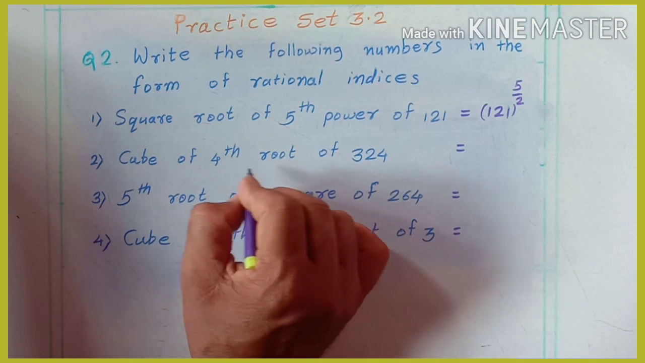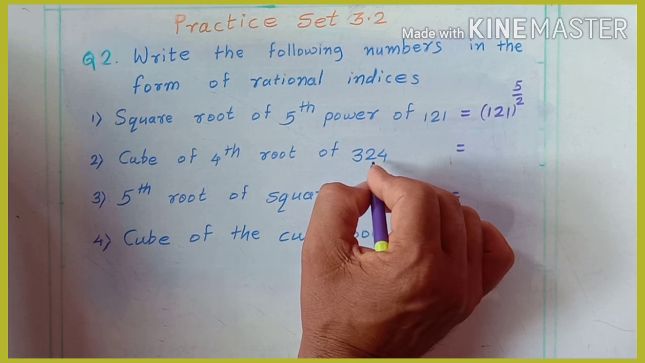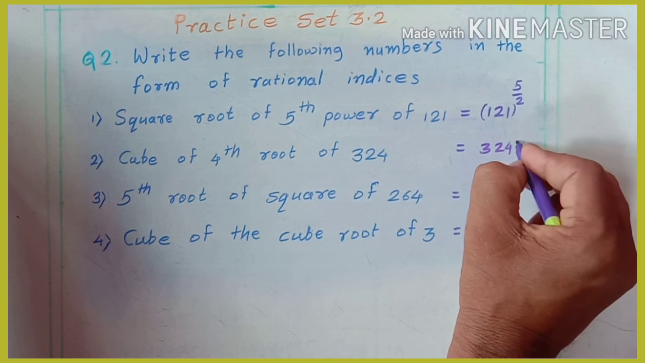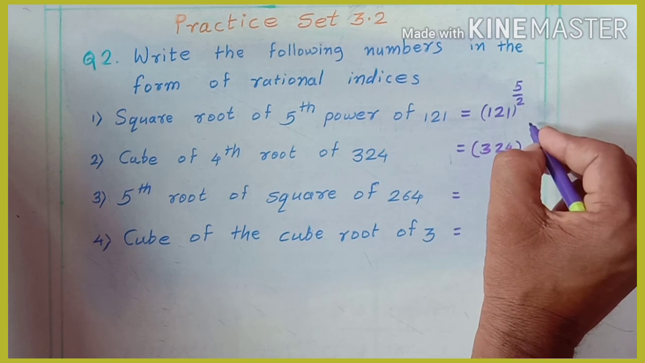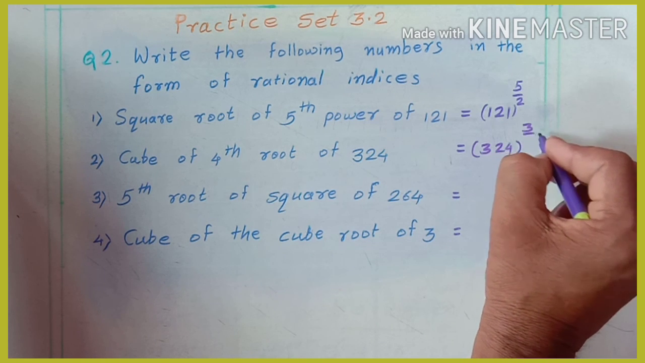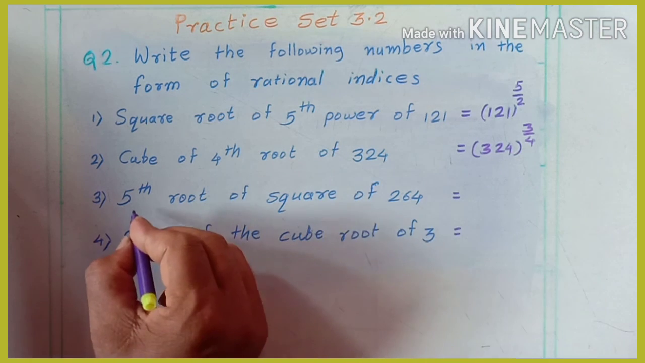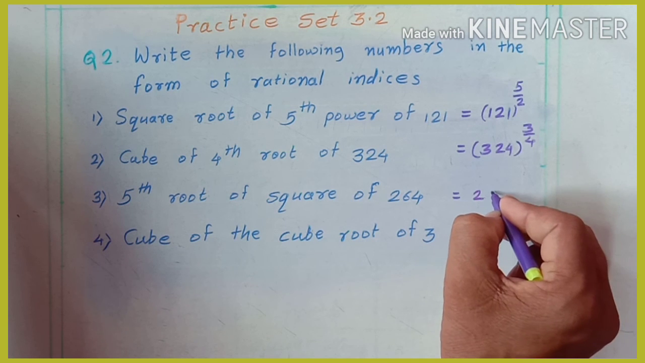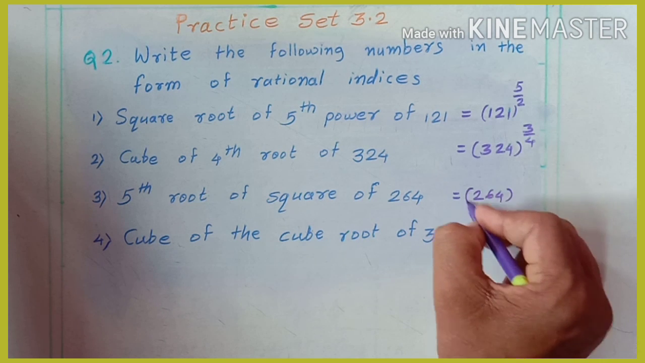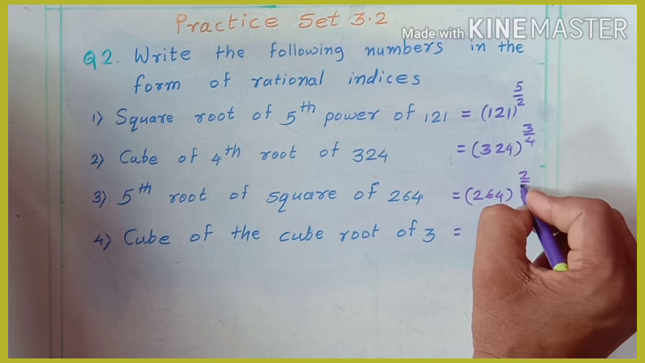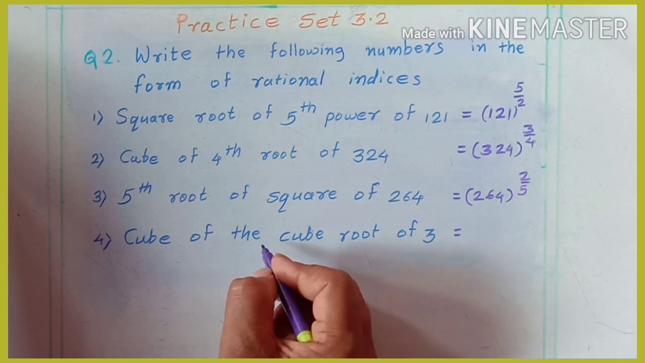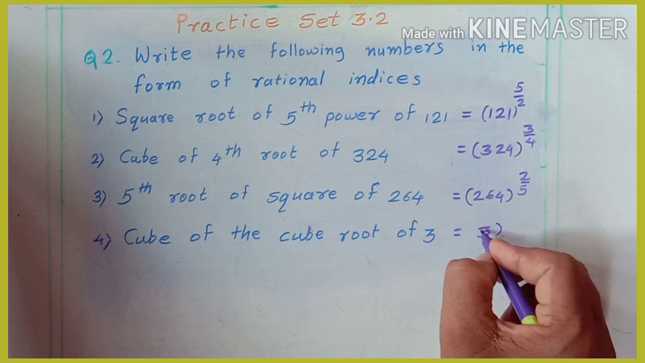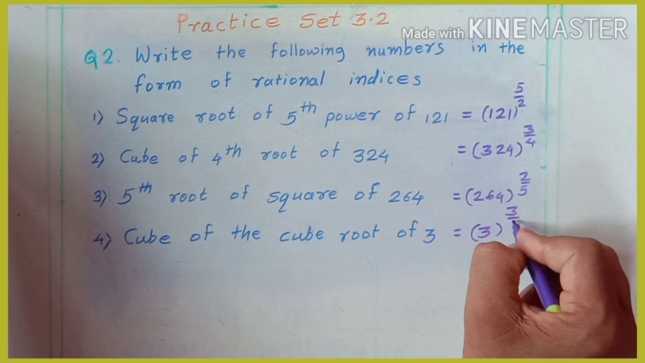Cube of fourth root of 324: 324 raised to 3 upon 4. Fifth root of square of 264: 264 raised to 2 upon 5. Cube of the cube root of 3: 3 raised to 3 upon 3.